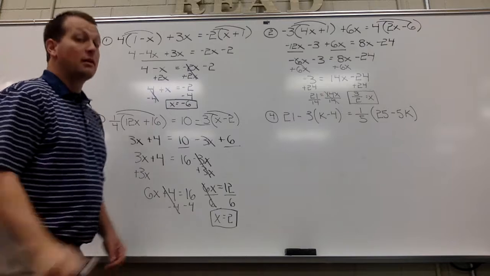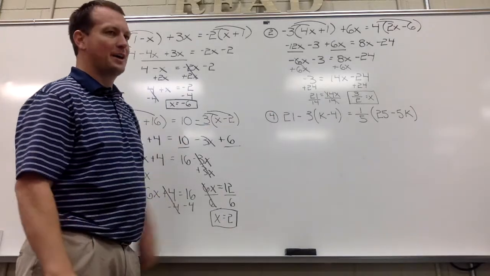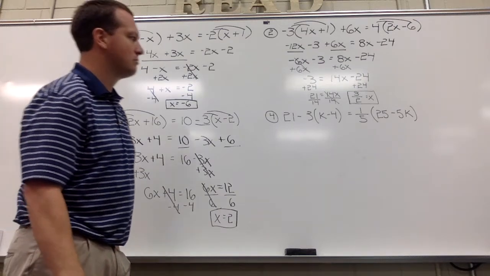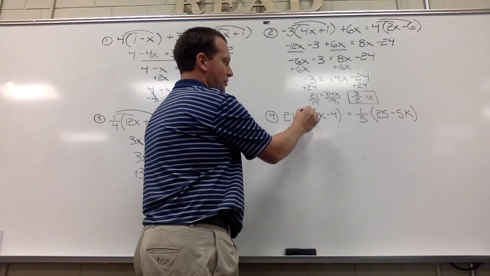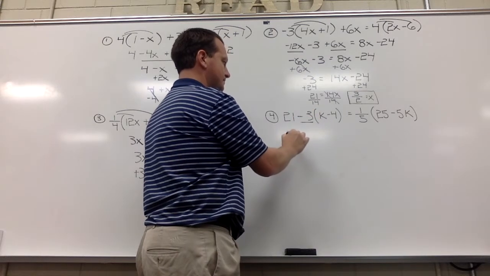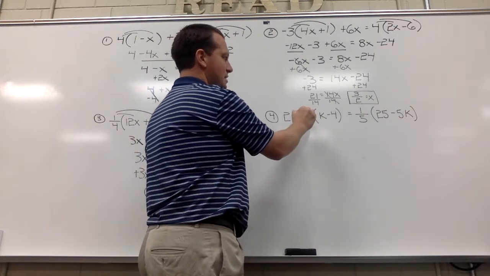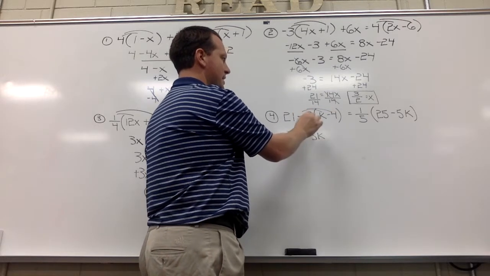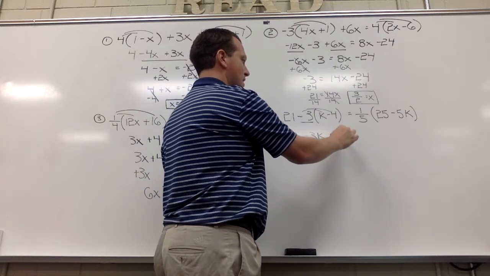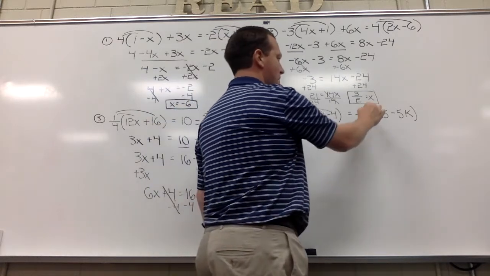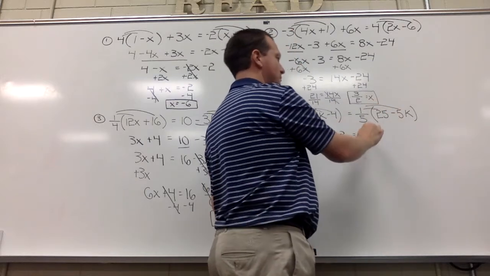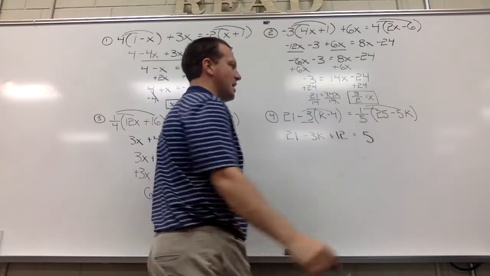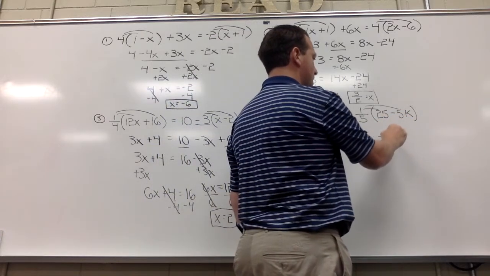One more of these fun examples, another fraction on the outside, as we can see here on the right side of my equation. Don't forget this minus 3 here. It means to multiply negative 3 outside in. So minus 3k, and then minus 3 times minus 4 is positive 12. That will equal 1/5 times 25 is 5, and then 1/5 of negative 5k would just be negative 1k.